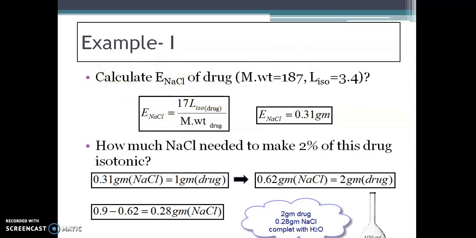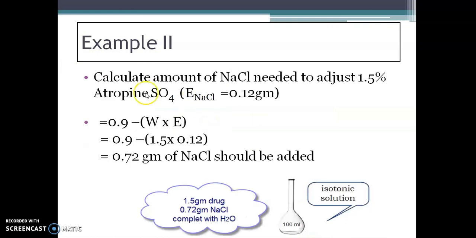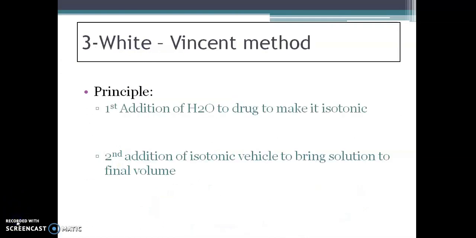Now next is the example related to the sodium chloride equivalent method. You have to solve all these examples, example 1, example 2, you have to calculate one by one.